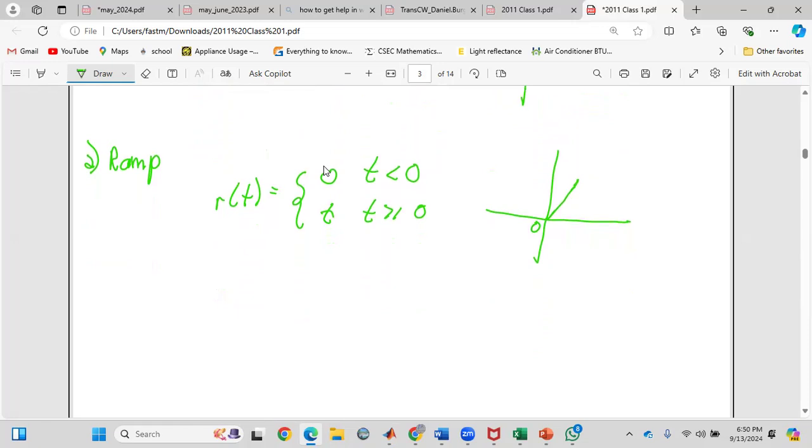So we did the step, the ramp, and the last one is the impulse. It's denoted by delta.